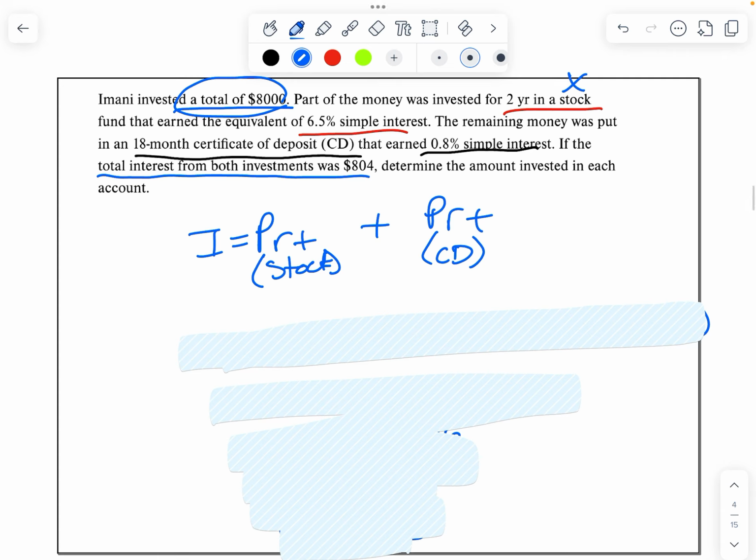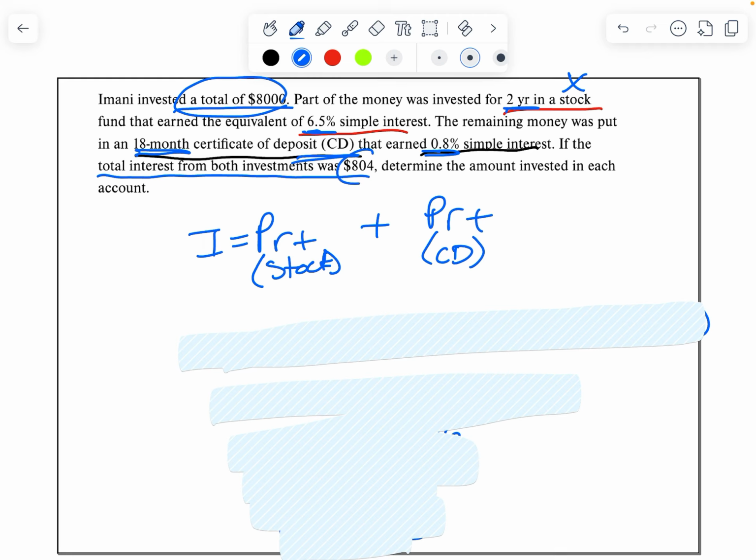Next, Imani invested a total of $8,000. Part of the money was invested 2 years in a stock. The rest of it was invested in a CD. So the stock was there for 2 years. The CD was there for 18 months. Remember, that's 1.5 years. The stock was invested at 6.5% interest, that's 0.065. The CD was invested at 0.8% interest, that's 0.008. We want to find, if the total interest was $804, what was the amount in each account?